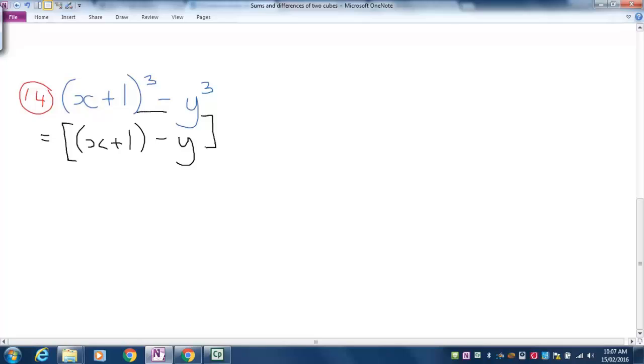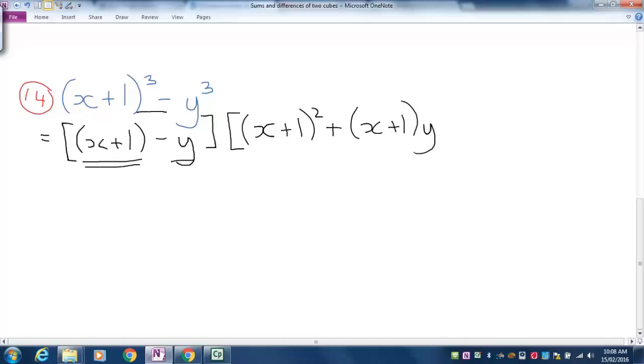Now in my second set of brackets, I square this first term. So I get x plus 1 all squared. I leave that as it is for now, and we can tidy that up on the next line. Now all of these in this second set of brackets are positive for a difference of two cubes. The second term we get by multiplying together the first and the second term from the first set of brackets. So I've got x plus 1 times y, and then my final term is found by adding the square of that last term from that first set of brackets, which is y squared. Nearly forgot to square it.